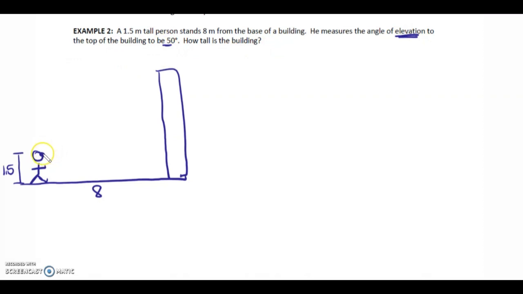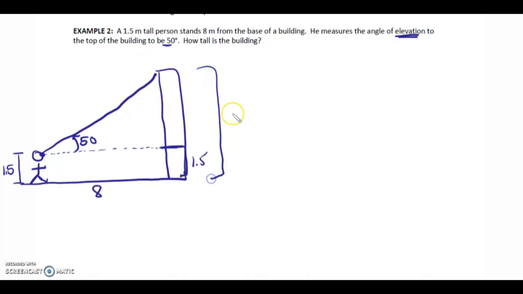So remember, we take his line of sight, right? So from here down is 1.5 meters. Now, the angle of elevation is from a horizontal up to whatever he's looking at, okay? So that's going to be 50. How tall is the building? This is a little bit confusing because we're trying to find how tall the entire building is, but we're actually only going to be able to find from here to here using this triangle.